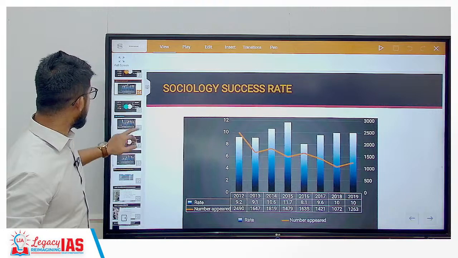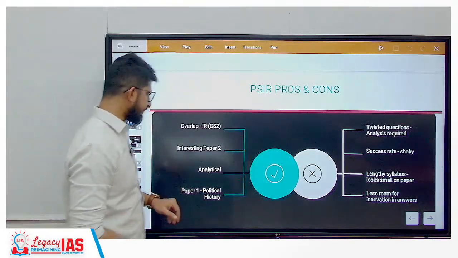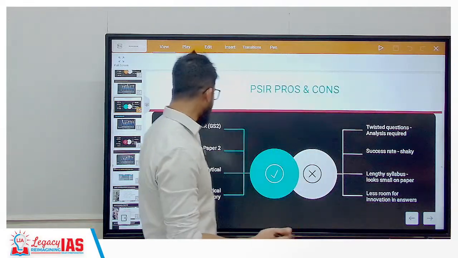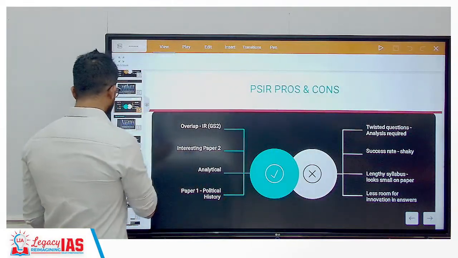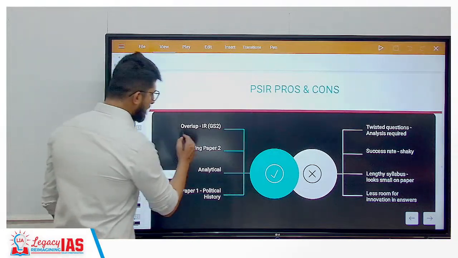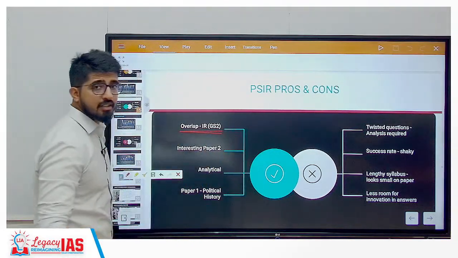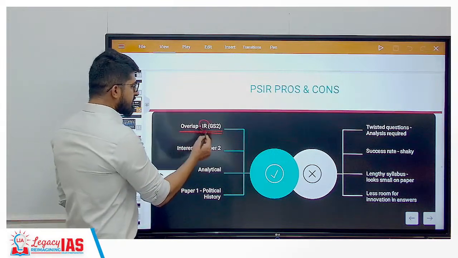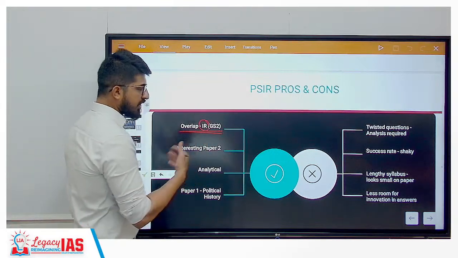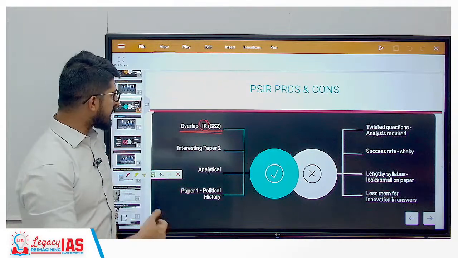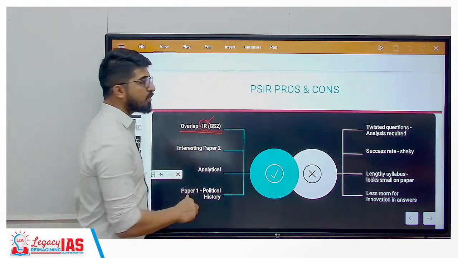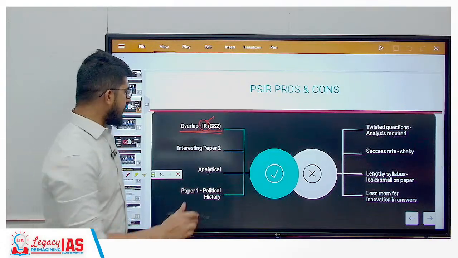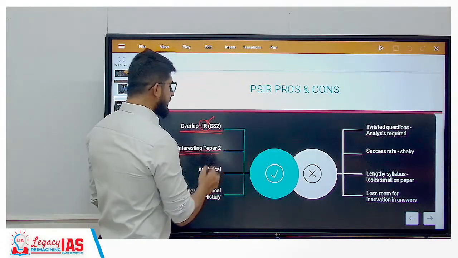Next optional is PSIR, Political Science and International Relations. It's a good optional, very interesting optional. It has an overlap with IR, the GS2 paper, International Relations of GS2. So if you study this as an optional, I don't think you will have to study the IR part whatsoever. You need not study the IR part of GS2 at all. Interesting paper too, which is International Relations.